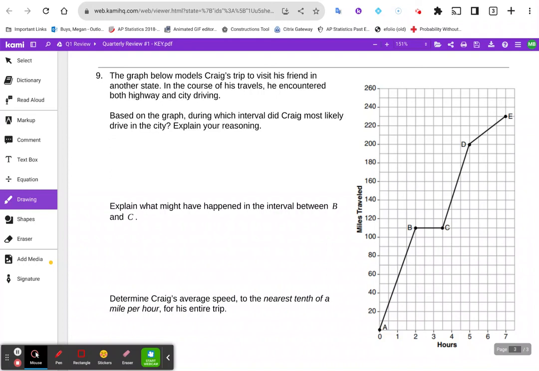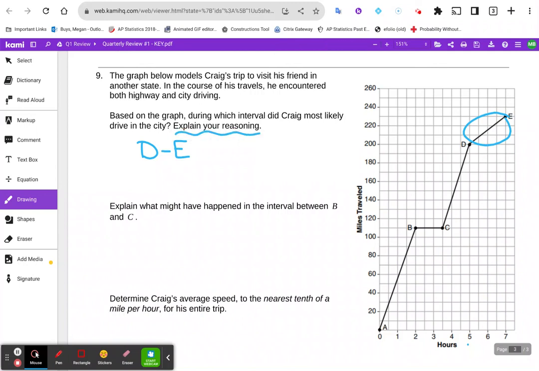Now keep in mind, driving in the city, think about what it's like to be in the city. It's a little bit more crowded. There's a lot more traffic lights. There's towns, there's people. It's a little bit going on. So I would think that you would be driving a little bit slower there. So the slowest increase in distance here is going to happen from D to E. We don't want to be at a dead stop like we are at B to C because that means we're not moving at all. There's no acquired miles happening. But in here from D to E, then explain your reasoning.